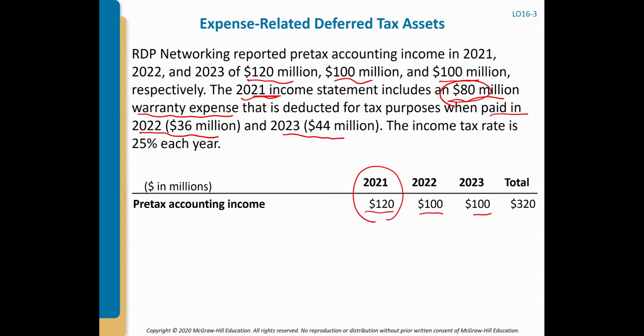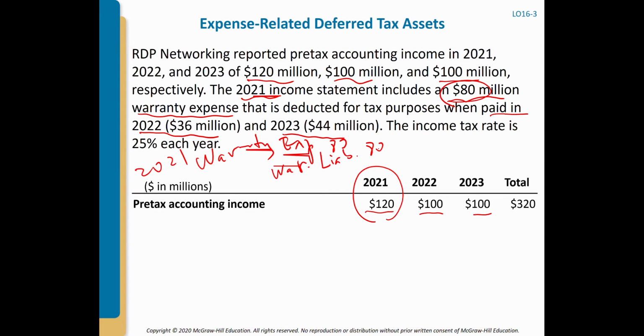So we write the adjusting journal. Remember that in accounting, we write an adjusting journal. In 2021, we debit warranty expenses for 80, then we credit warranty liabilities for 80. So that should be the adjusting journal.